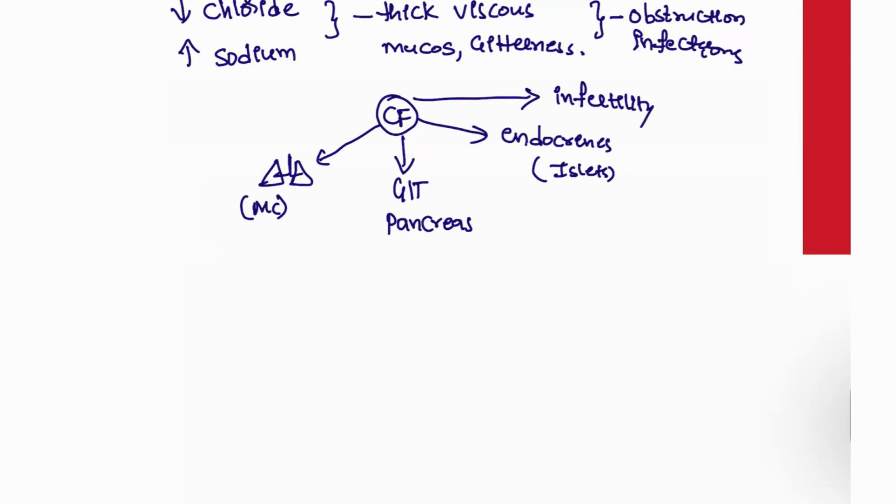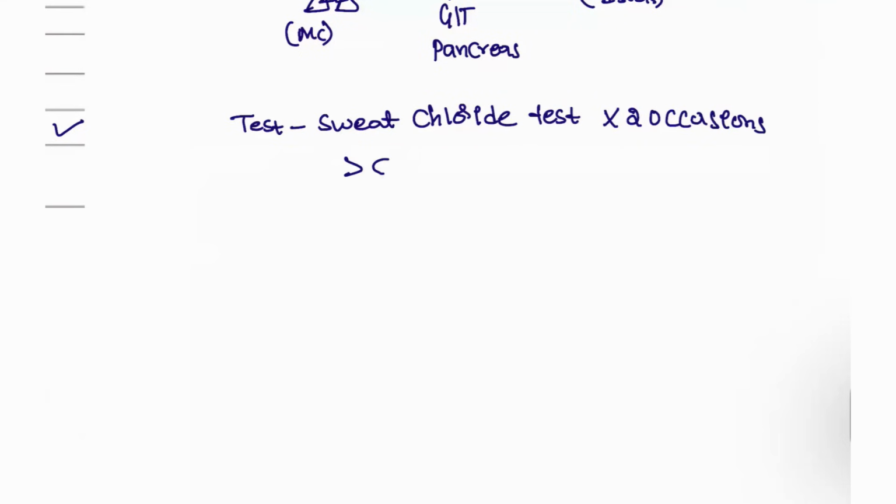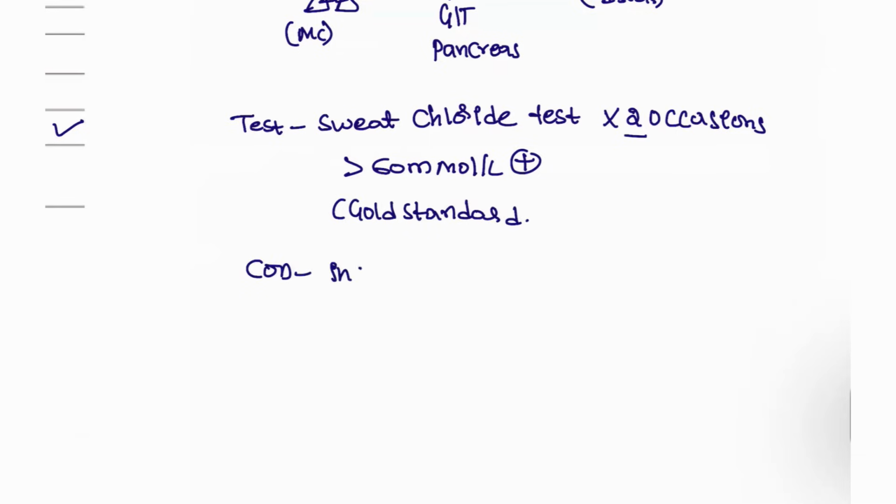Cystic fibrosis. What is the test then? The best test that you are going to do is the sweat chloride test on 2 occasions. It should be positive on 2 occasions, more than 60 millimoles per liter. Then only it is considered the gold standard for the patient. The cause of death will be infections and respiratory failure.